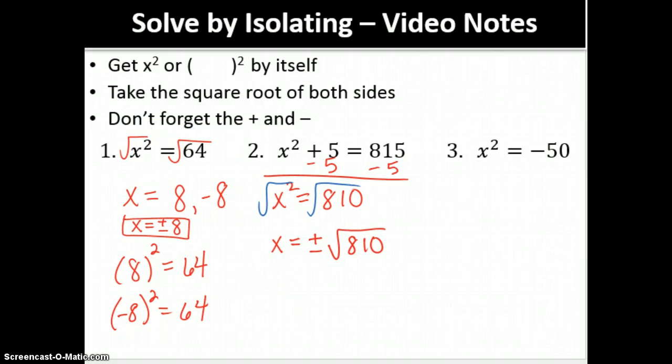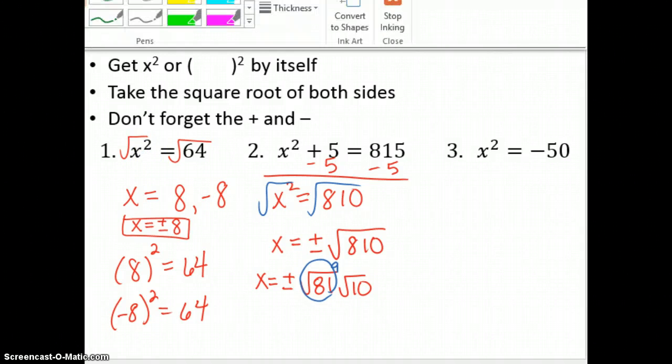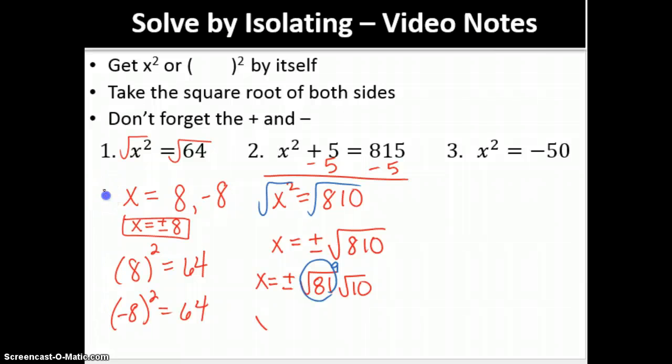Now in number 1, that 64 happened to be a perfect square. On number 2, it's not, so we need to simplify the square root of 810. Hopefully you see 81 times 10 in here, so we have x equals plus or minus, we could split this into 81 and 10. The square root of 81 is 9, so we have 9 root 10, and we need the positive and the negative of that, so plus or minus 9 root 10.